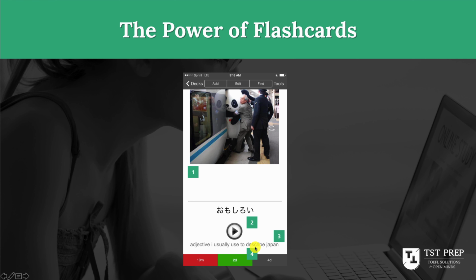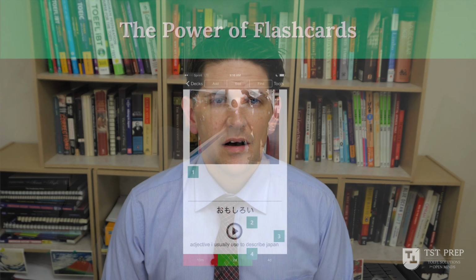And then, how well I remember this. So if I don't remember it well, I click the red button. If I remember it well, I click the green button. And if I really know it, I'll click this gray button. And this means it'll come back 4 days later, 2 days later, 10 minutes later. So again, I strongly encourage you to use flashcards because they really help with your memory and for you to make them yourself. Most important is that you make them yourself.